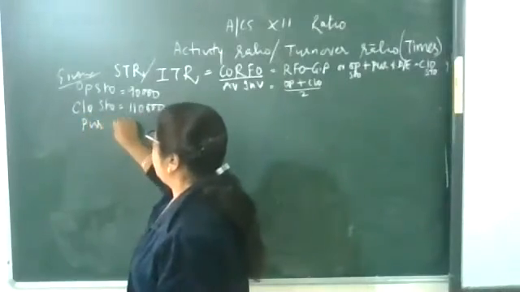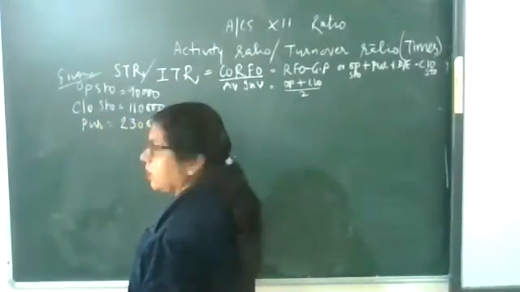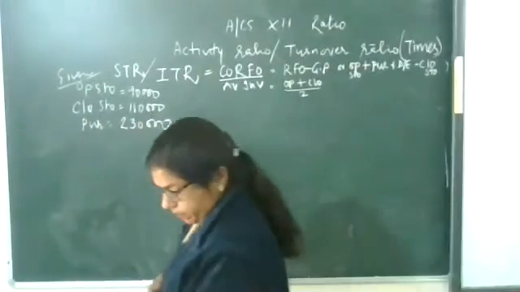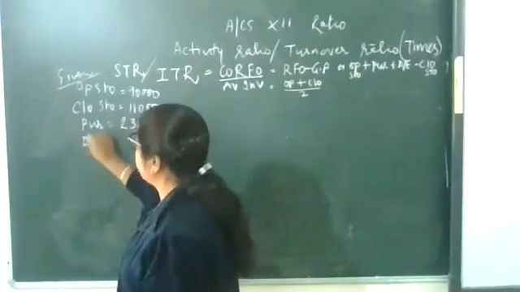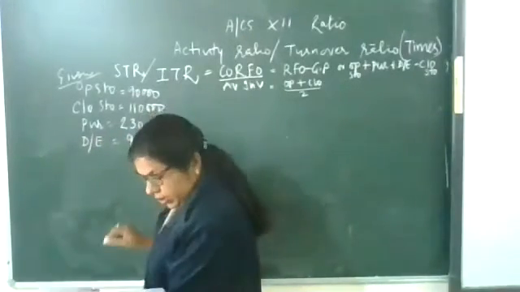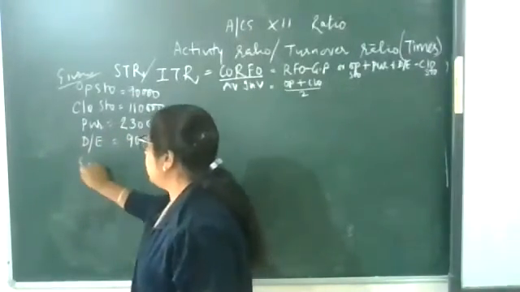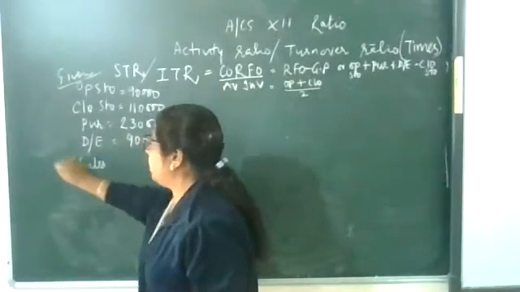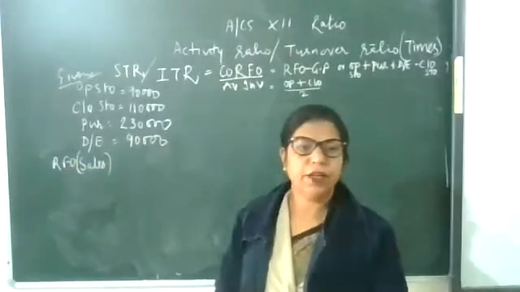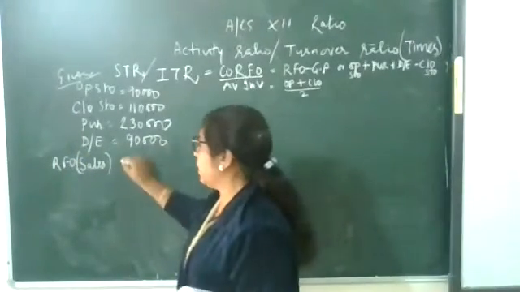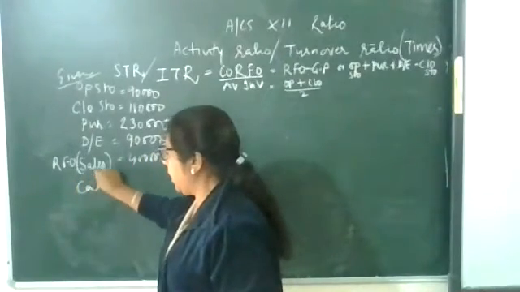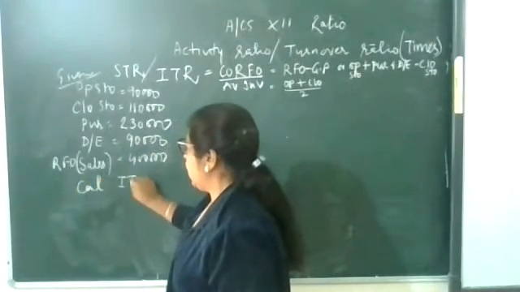purchase 2,30,000, direct expenses clearly given 90,000 and sales, or in place of sales, that is given RFO. RFO means sales and that is given 4. Now calculate ITR.